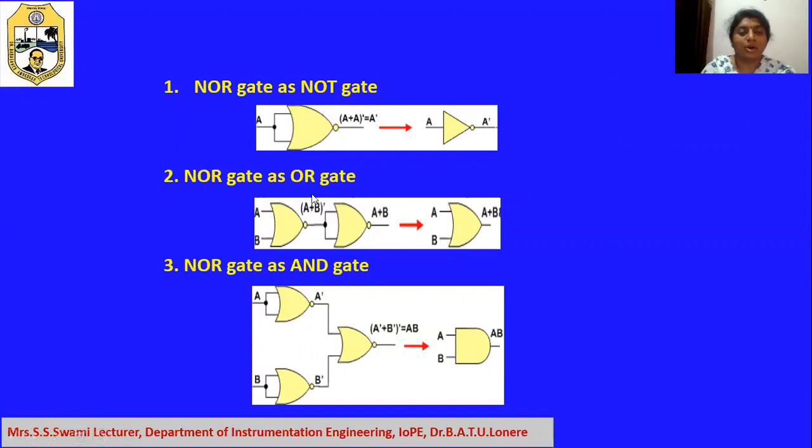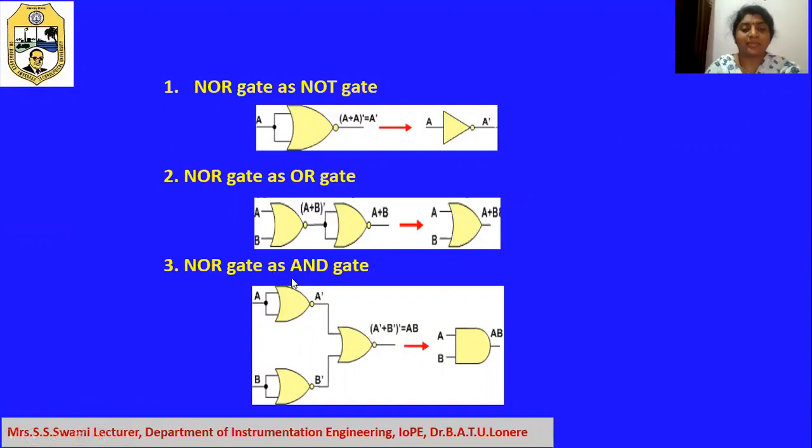NOR gate as OR gate. When A is given over here, B is given over here for the first NOR gate, output will be (A plus B) whole transpose. When this is given as an input to second NOR gate, we will get A plus B. And this is our simple OR gate. A and B is given over here. A plus B will be the output. This and this are equal.